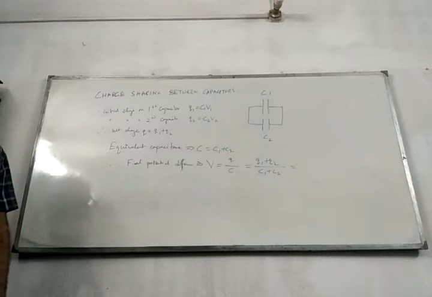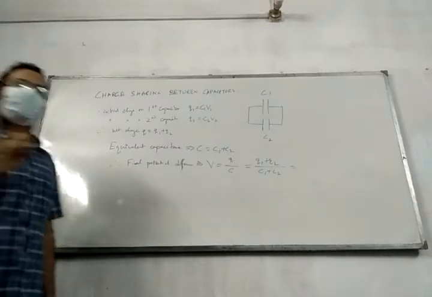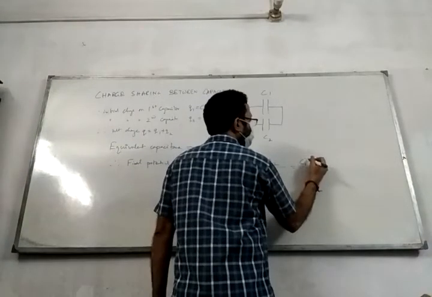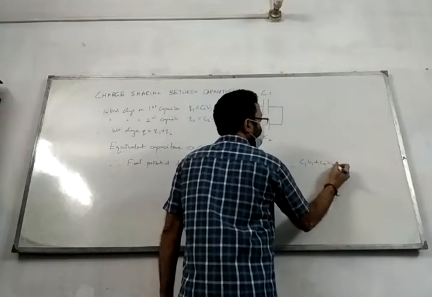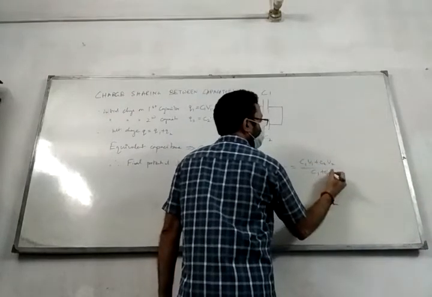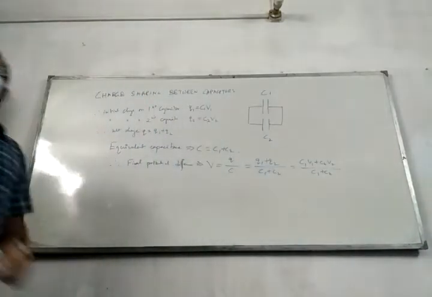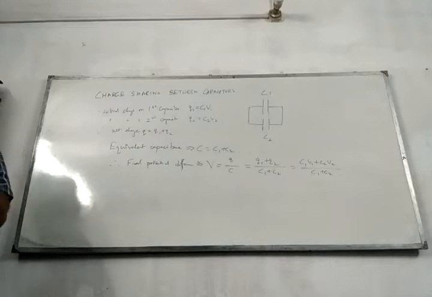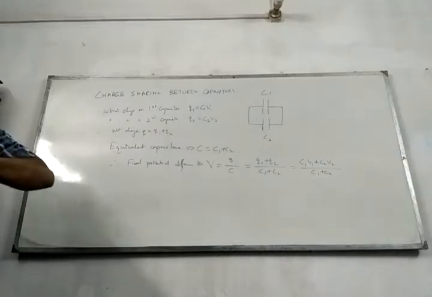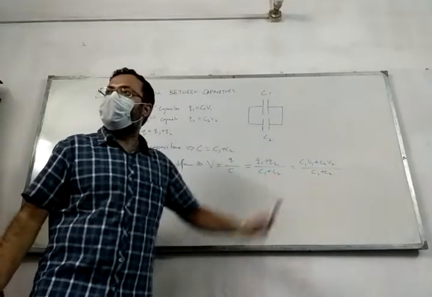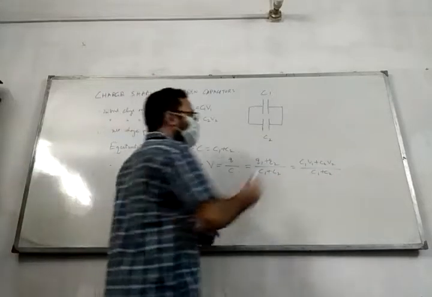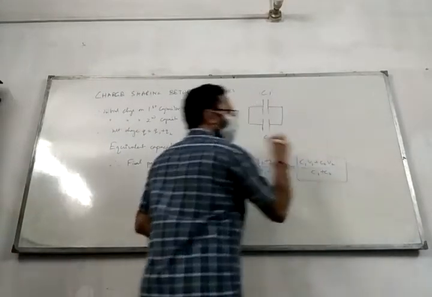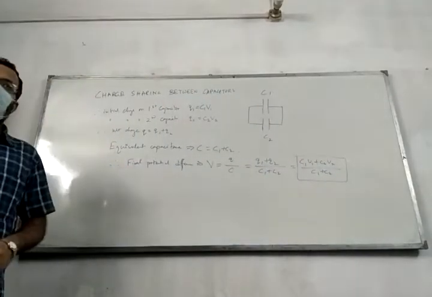But Q1 and Q2 are not given, so instead we use C1 and V1, C2 and V2. We replace them back: V equals C1 V1 plus C2 V2 divided by C1 plus C2. Clear? So whenever two capacitors are charged separately and then connected, the equivalent potential becomes this. You can use this as a standard form.